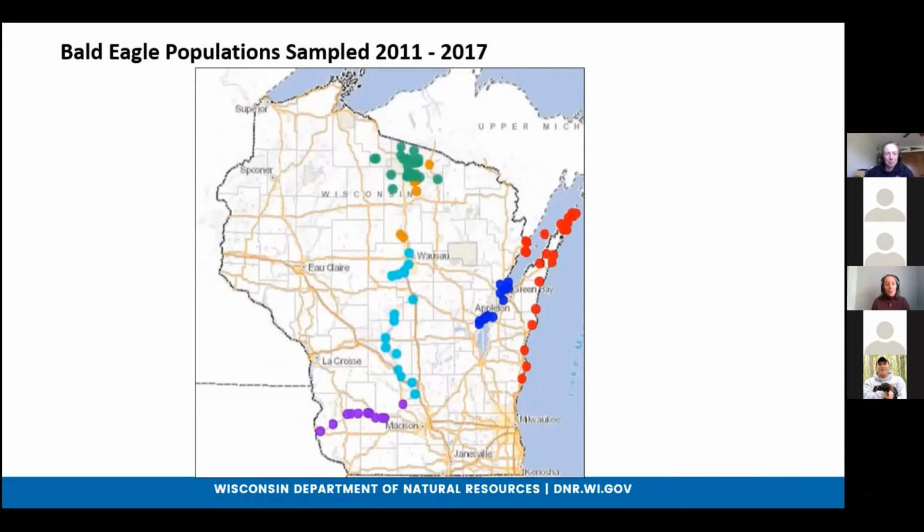And you'll notice that there's a big gap in the northwest part of the state. Well, a colleague retired with the National Park Service, Bill Rowdy, actually covered those areas using the same protocols, focusing on the Lake Superior populations as well as some of the major river systems in northwest Wisconsin.